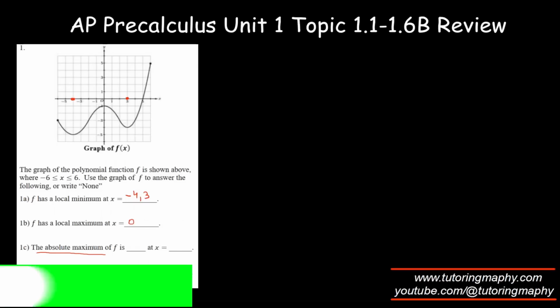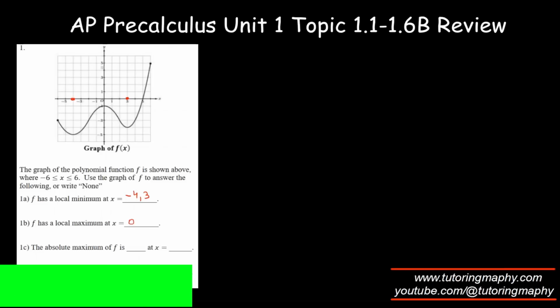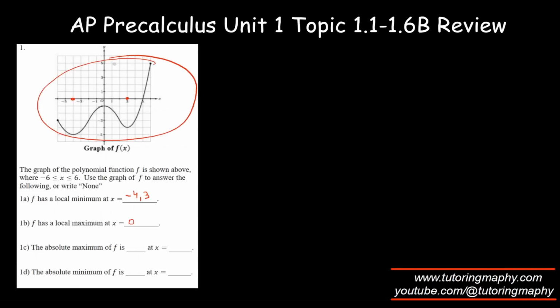And absolute, if they're using the word absolute, just keep in mind that it doesn't really matter about these valleys or peaks. Absolute just means the maximum value in this entire function. You can see that the maximum value is right here, which is 5, and it happens at x equal to, I think this is 5 and this is 6, at 6. So I will say f is 5 at x equal to 6.